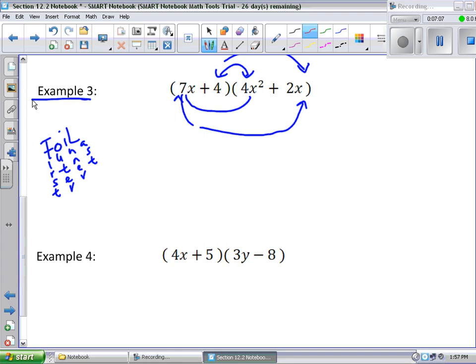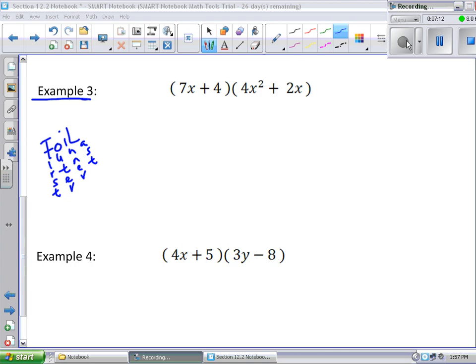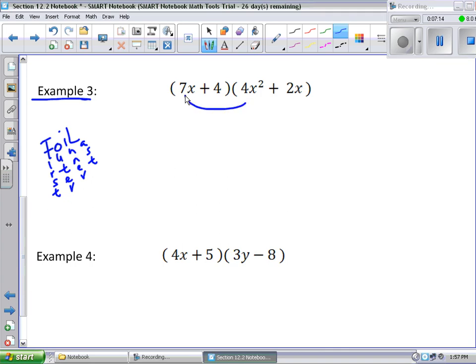So let's start by multiplying the first terms. The first, 7x times 4x squared. 7 times 4 would be 28. X times x squared would be x cubed. And then I'm going to do the outside terms. 7x times 2x, 7 times 2 would be 14. X times x would be x squared. Remember, we have to add the exponents.